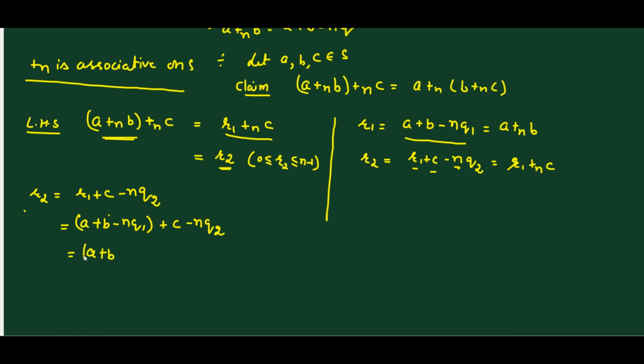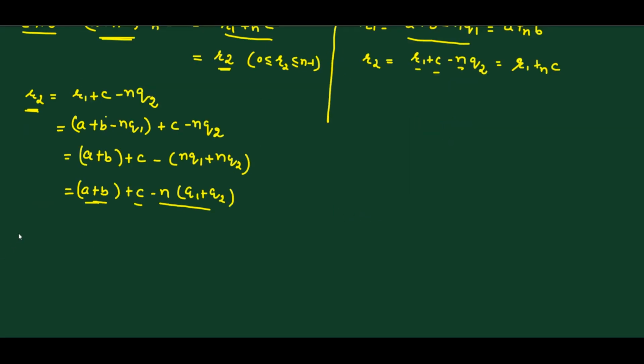So this is A plus B plus C minus N times q1 plus q2, or you can write this as A plus B plus C minus N q1 plus q2. So what is R2? R2 is the remainder when A plus B plus C is divided by N. Okay. Calculate the right hand side.